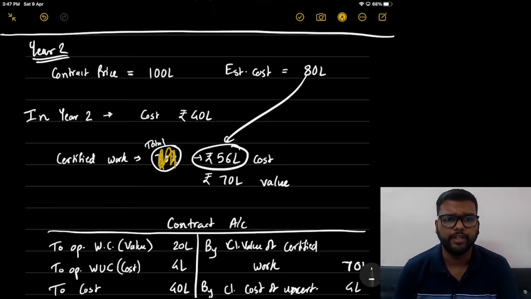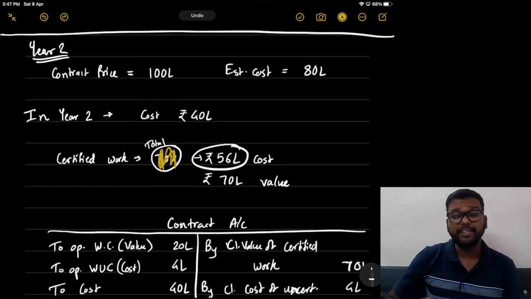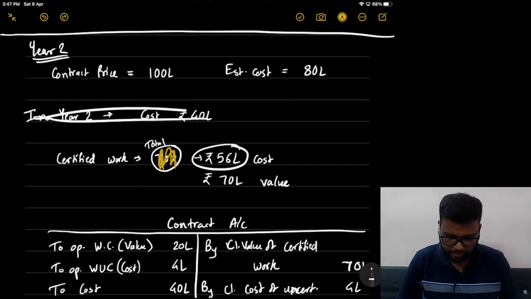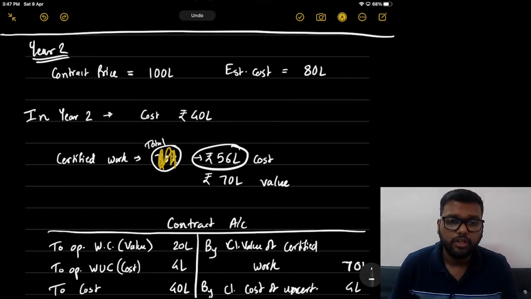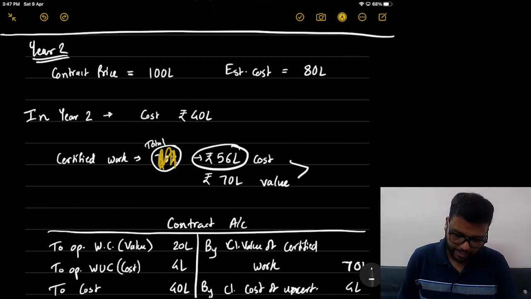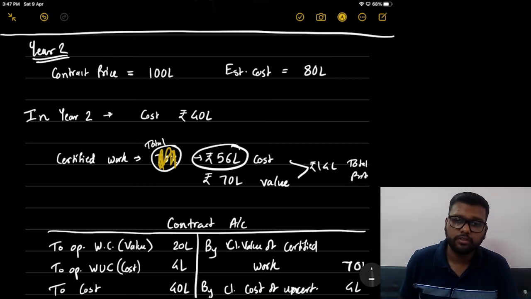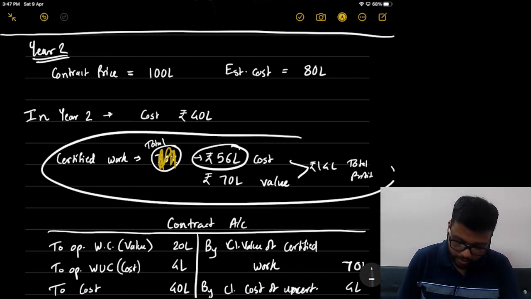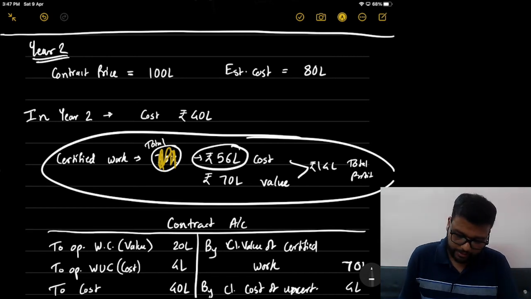Yes. Fine. That means, understand, by the end of year 2, forget about this cost and everything, we should have recorded profit of 14 lakhs in total. Is it correct? Yes, sir. This is all total. This is not of year 2 only. This is year 1 plus year 2. Do you understand this?